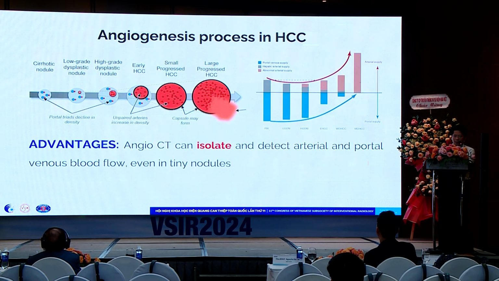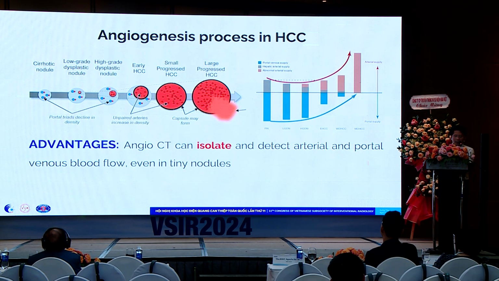Another advantage of angio-CT is that it can isolate and detect arterial and portal venous blood flow even in tiny nodules. We all know that HCC has multistep carcinogenesis from cirrhotic nodule to dysplastic nodule and then into HCC. And in this process, the portal vein flow is decreased while the arterial flow is increased.